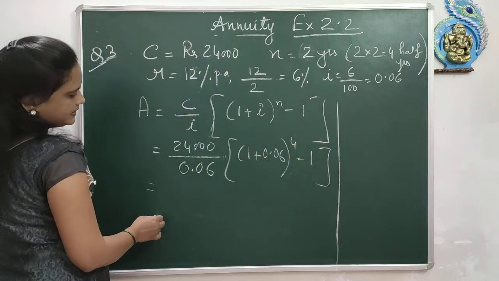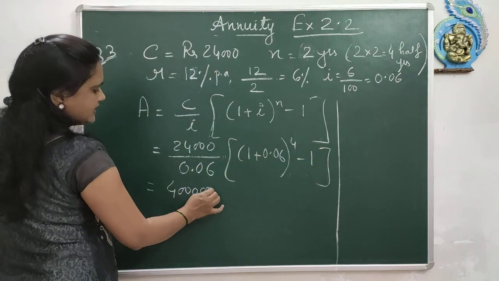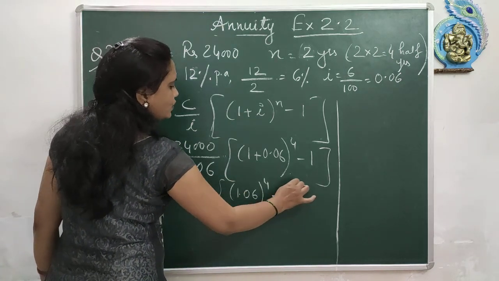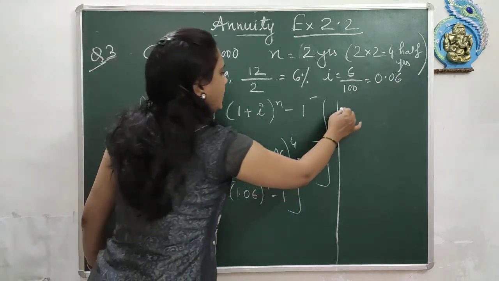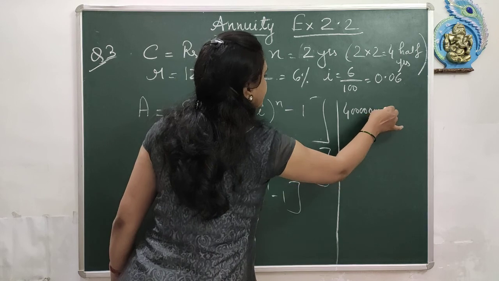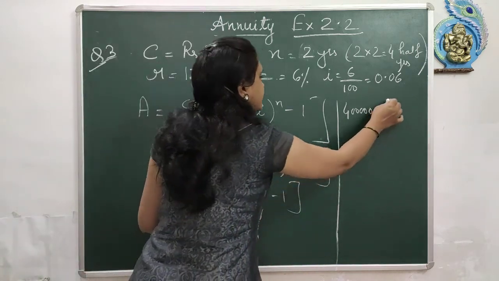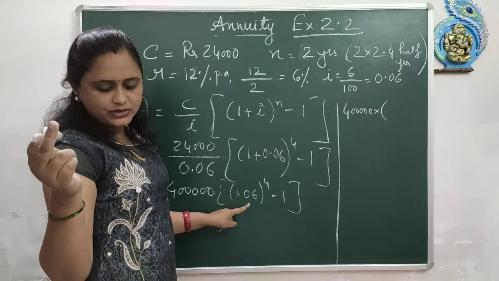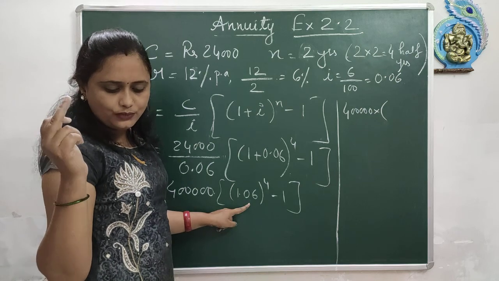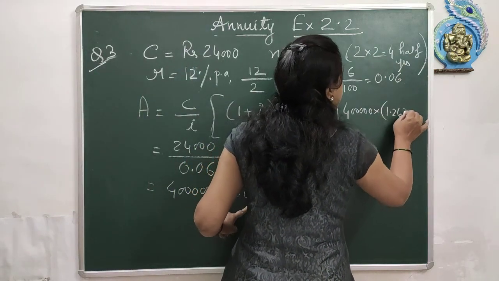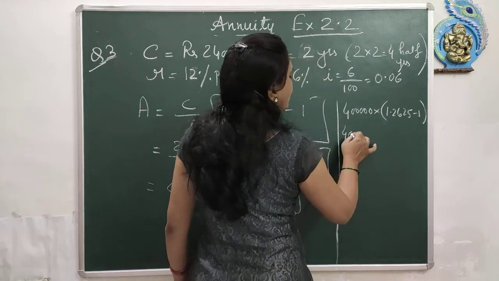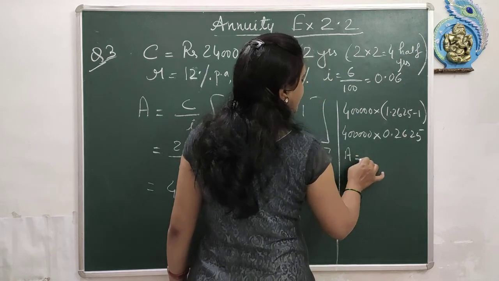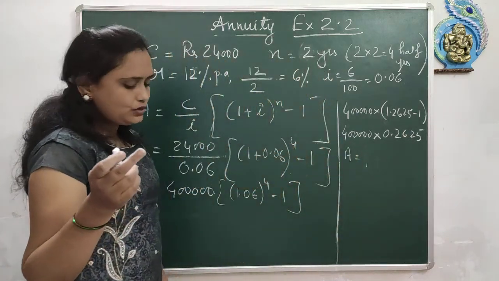So this becomes 4 lakh. Then 1.06 to the power 4 minus 1. So here 4 lakh into 1.06 to the power 4, again it is given in the question only. 1.06 to the power 4 is 1.2625. 1.2625 minus 1 again. So 4 lakh into 0.2625.